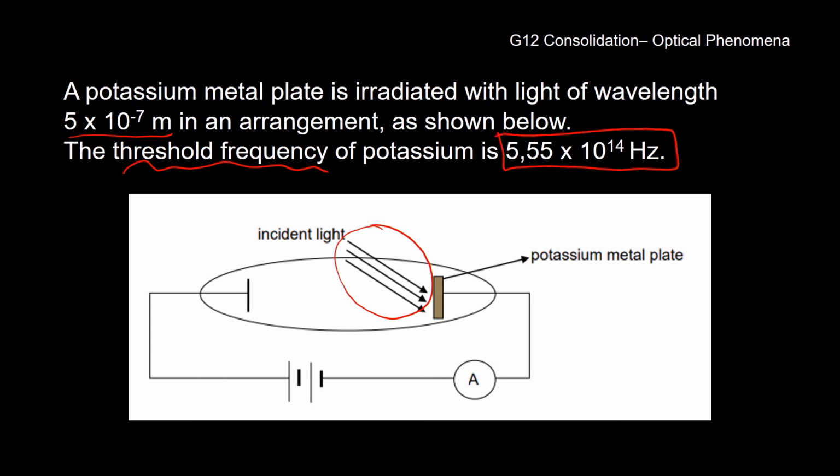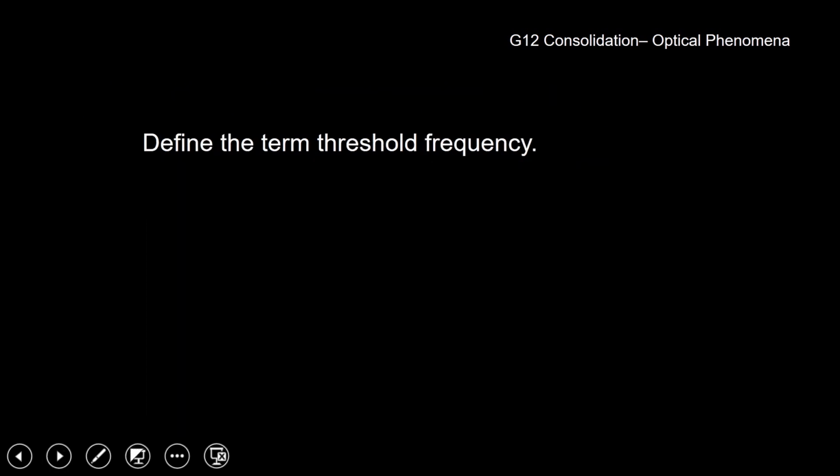You might remember this as an external circuit set up, with electrons being ejected from the metal surface. The electrons then move towards the opposite plate, and we can get a reading on the ammeter showing that a current is flowing. There is a threshold frequency given to us, and we need to bear that in mind. Okay, so what is the question? Define the term threshold frequency.